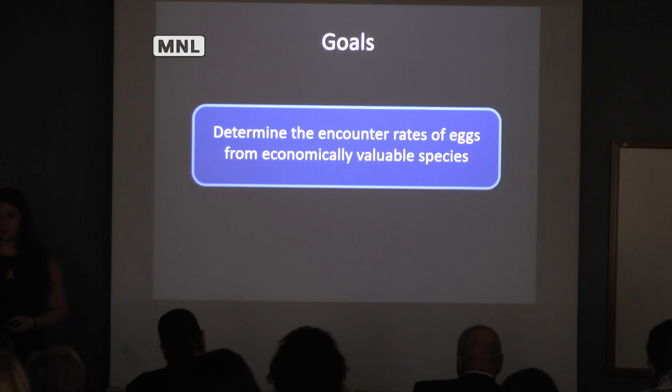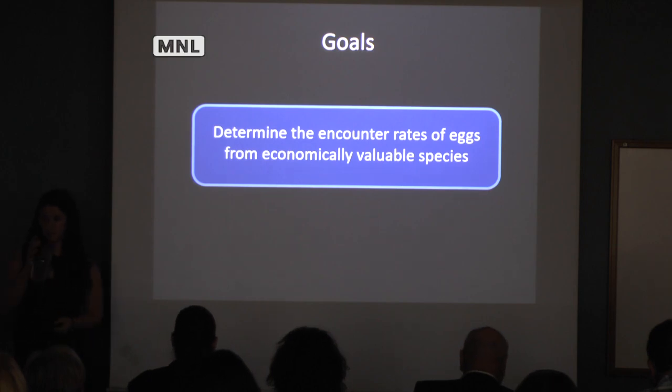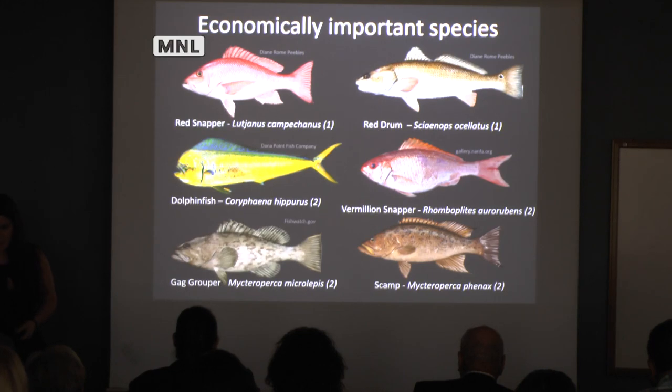The second goal of this project was to determine the encounter rates of eggs from economically valuable species. In the parentheses is how many different stations these fish were seen. So we had red snapper at one location, dolphinfish, red drum, vermilion snapper, gag grouper, and scamp eggs.